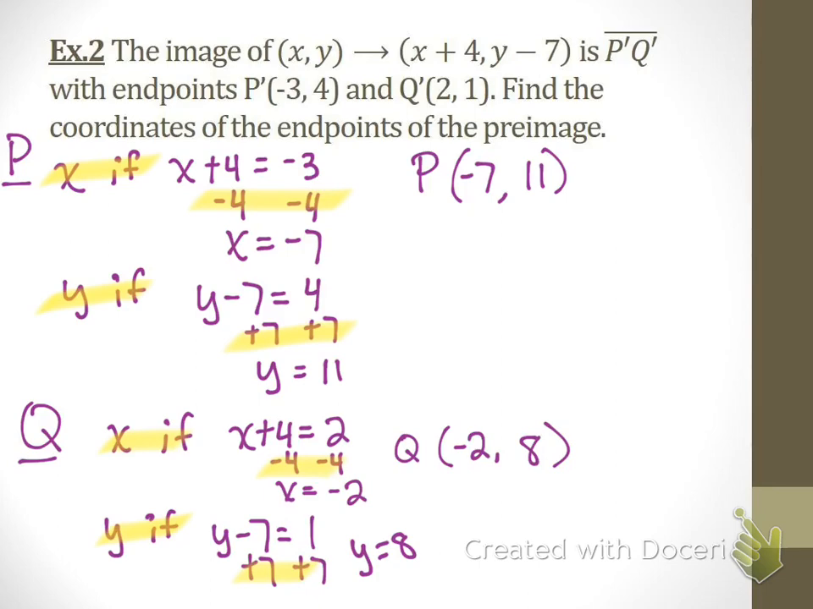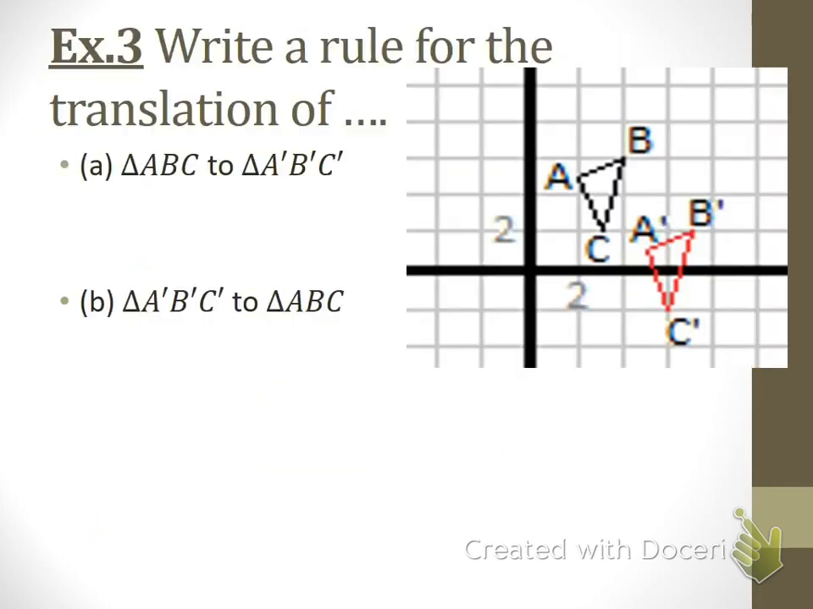So we had to use the same translation that they gave us up here for both of P and Q. Does that make sense? Okay. Anything else? Ready to flip over? Okay, on we go.